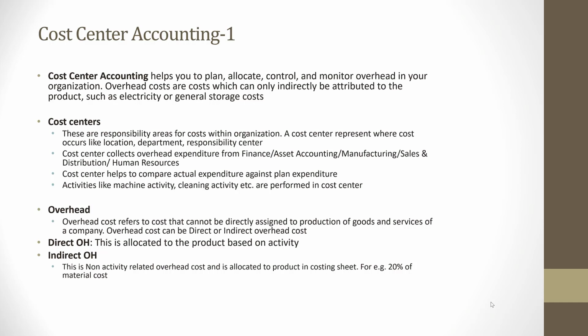However, there are costs like rent or electricity consumed by a department, or administrative charges incurred by the administration department or a sales department. These are overhead costs which cannot be directly attributable to a machine which is used to convert a raw material into finished goods. So this is an indirect overhead cost, and this is generally allocated to the product based on a certain percentage, which could be a percentage of material cost or percentage of activity performed in a work center or some other criteria.